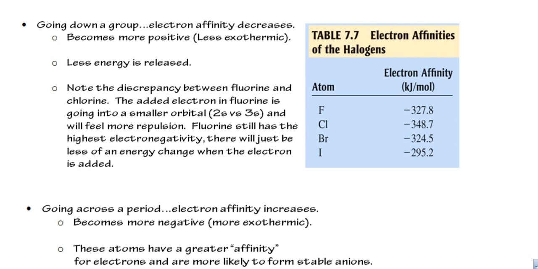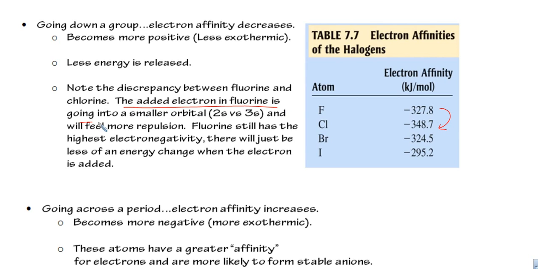Do you notice this slight discrepancy between fluorine and chlorine? I have not seen this on the AP test in quite a while because it is so small. In general, this trend does follow suit. Going down a group, when electronegativity decreases, so does the amount of energy released when we gain an electron. There's a little discrepancy between fluorine and chlorine, and it's really just because of this.